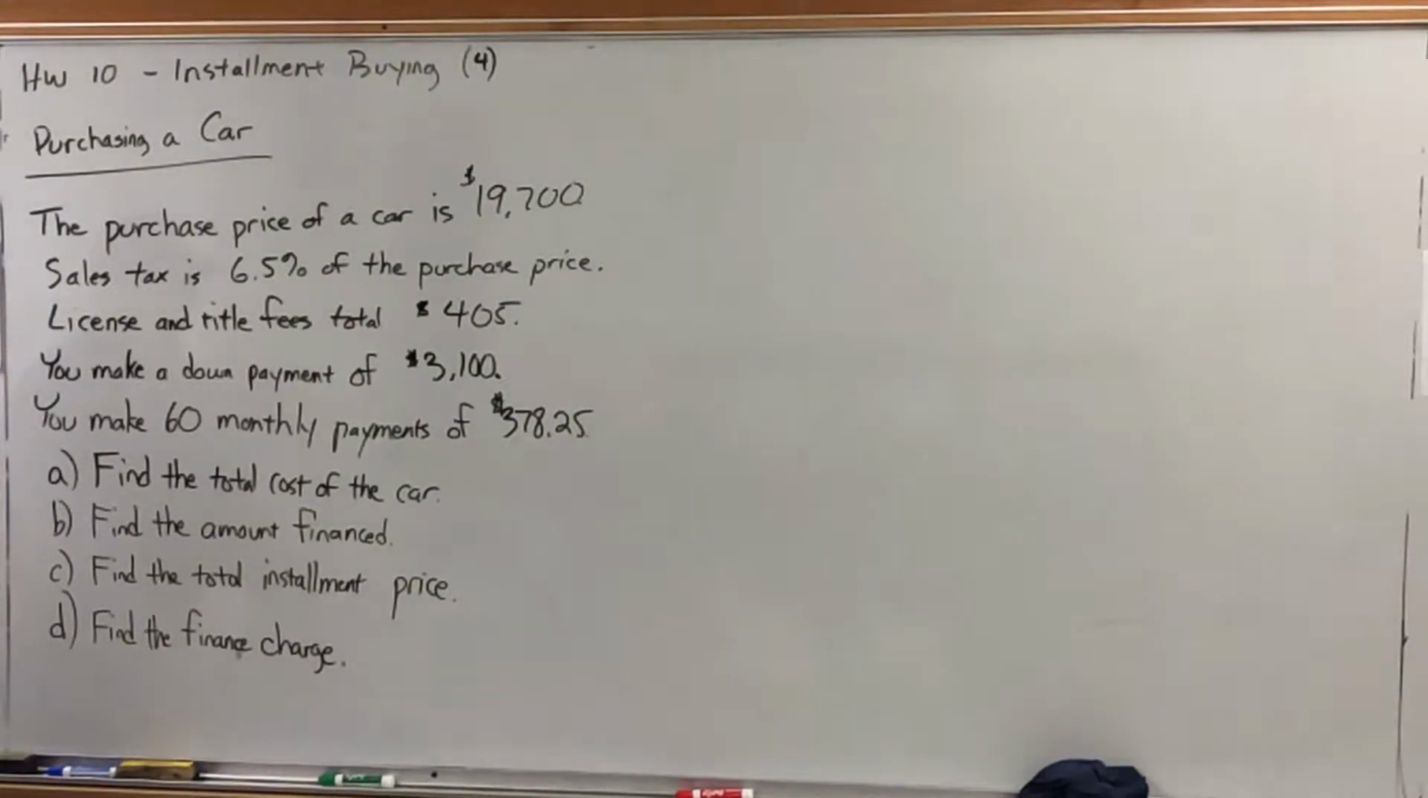License and title fees total $405. It is important to note that this is not taxed. It is just added on. You make a down payment of $3,100. You make 60 monthly payments of $378.25.